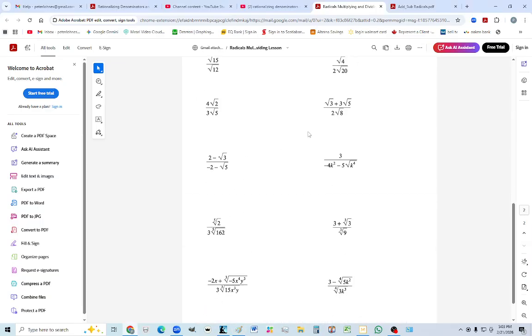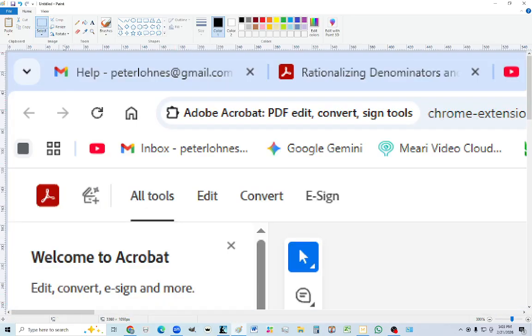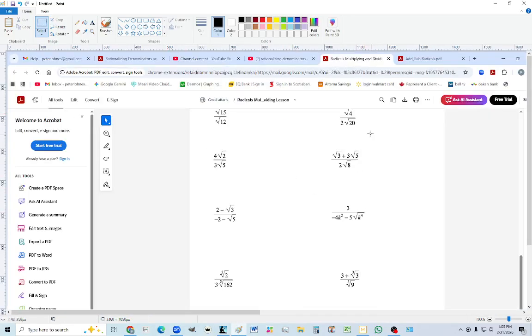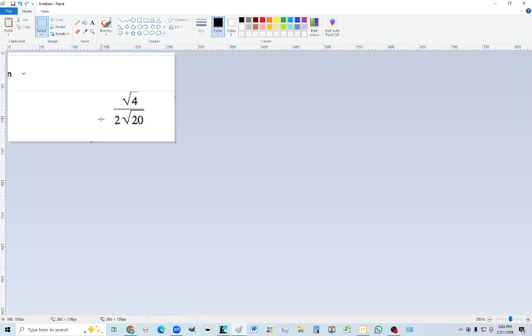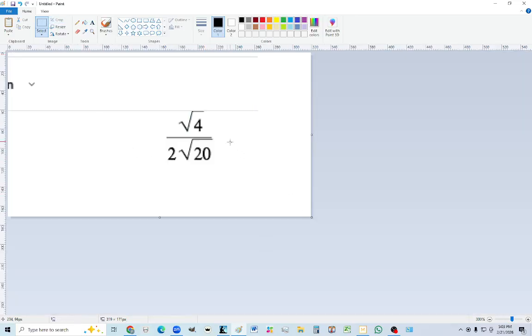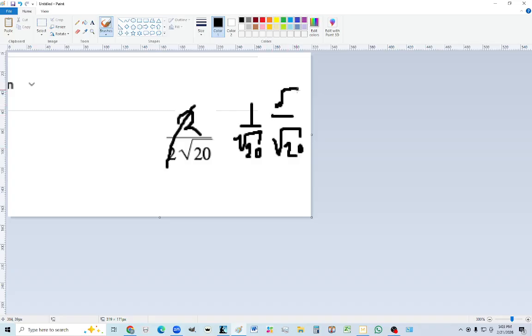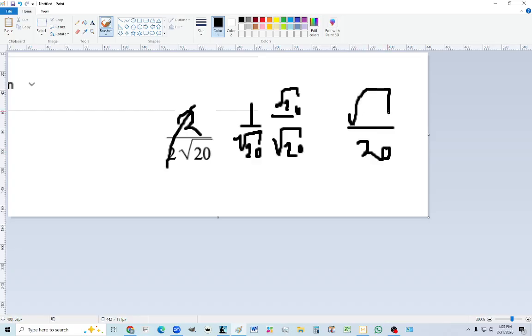So we did that first one. What about the second one? Quite easy to see. They kind of made it a bit silly that the top has a square root of 4, and the square root of 4 is just 2. Since this 2 down below is multiplying this thing, they can cancel. But we don't like 1 over square root of 20. So we're going to multiply top and bottom by square root of 20 over square root of 20. On the bottom, it just becomes 20. And 1 times square root of 20 is square root of 20.